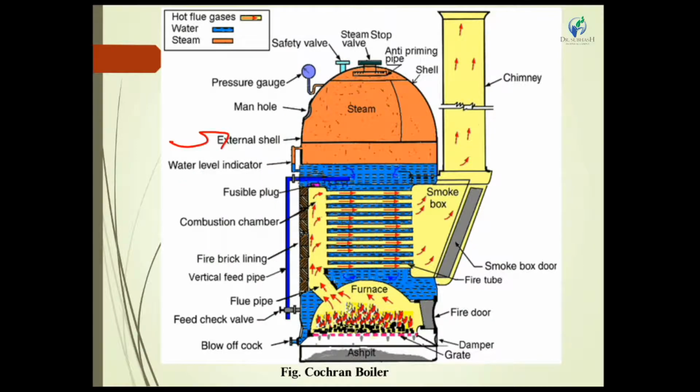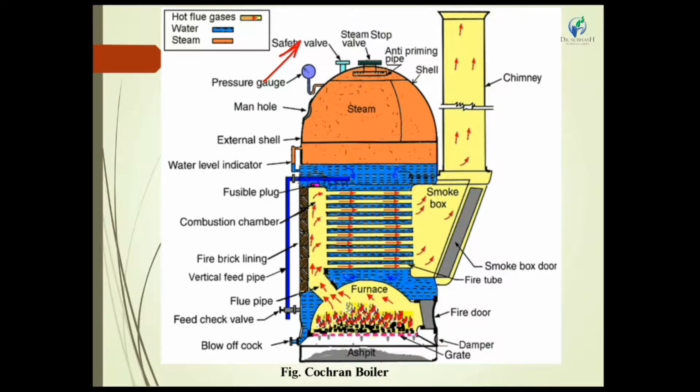External shell: this is the external shell where we have to collect the steam. A manhole is provided for cleaning the boiler at maintenance time. Pressure gauge is used to know the pressure inside the boiler, how much pressure is operating inside the boiler.